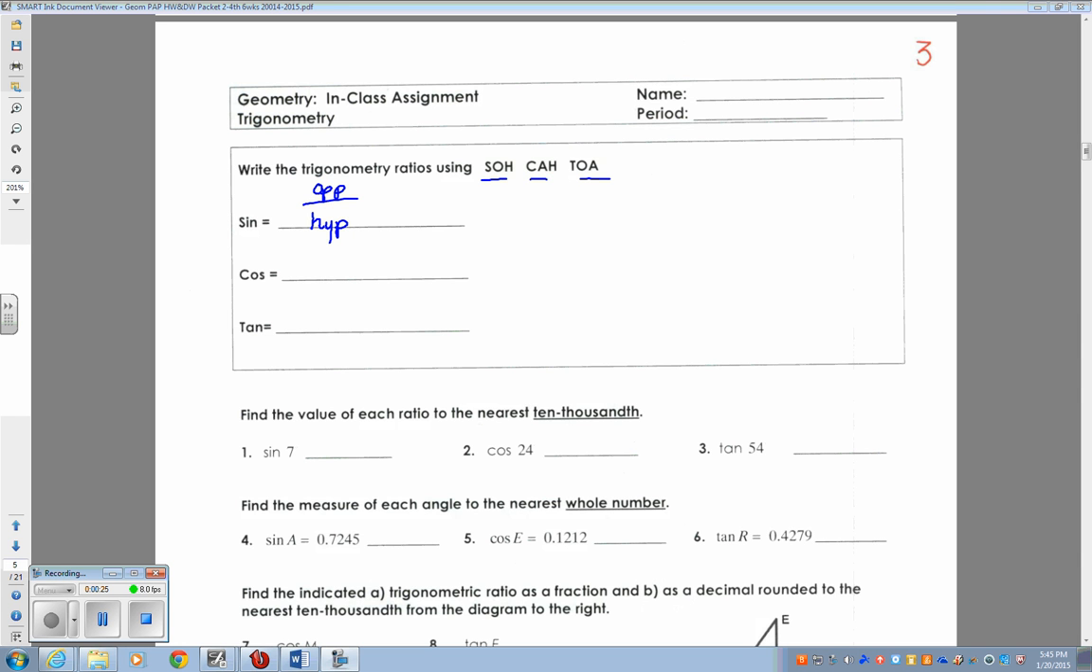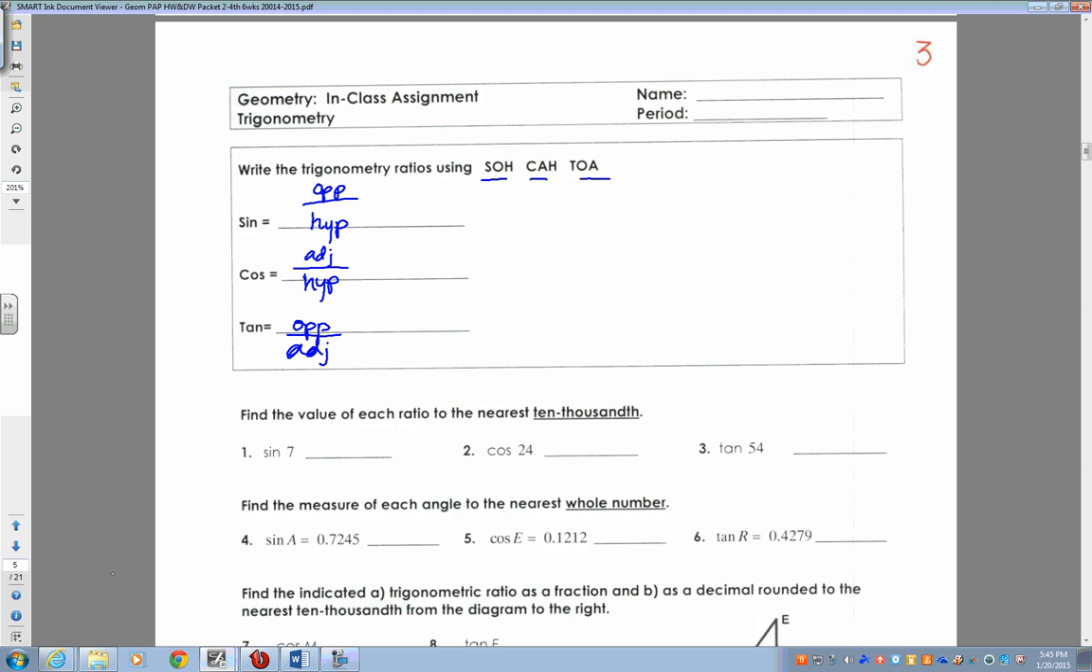Cosine, CAH: C for cosine, and then the A would be for the adjacent over the hypotenuse. And then TOA, T for tangent, would equal opposite over adjacent. I'll just abbreviate that. All right, the next section is going to require you to use your calculator.